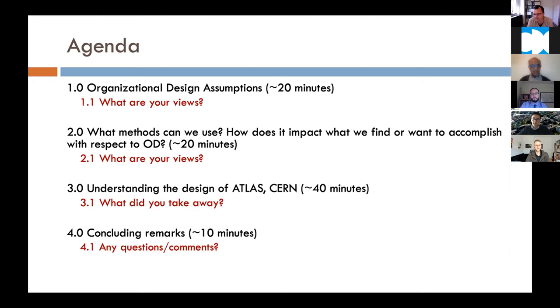Then we will shift over to Philipp, who will talk about understanding the design of Atlas CERN. Just as a background, it was the instrument and the group of people who were able to identify what is called the God particle. And around that was the movie Angels and Demons, if you remember. It is one of the bigger scientific discoveries of this century, by the way. So he's going to talk about that. And finally, depending on how much time and energy we have, we'll have some concluding remarks.